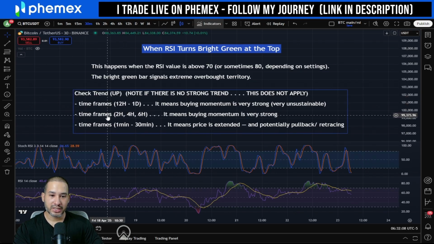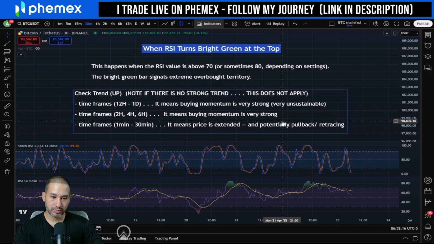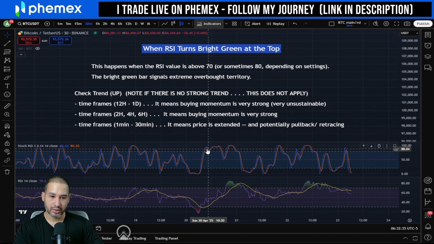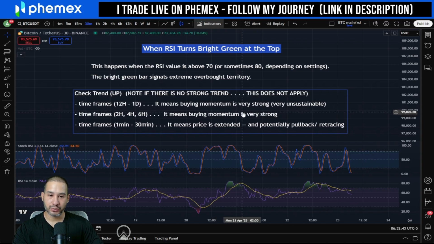Now, when we see the signal of being overbought on the 2-hour, the 4-hour, and the 6-hour, it means buying momentum is very strong. So to determine if the buying momentum is sustainable while being overbought on these time frames, that's when you go, like I did in the example, to the higher time frame. You go to the 12-hour and daily, see if we're already up here at these high levels and the RSI is trending upwards. That confirms if the momentum is still pretty strong and looking like it's going to maintain its strength overall.